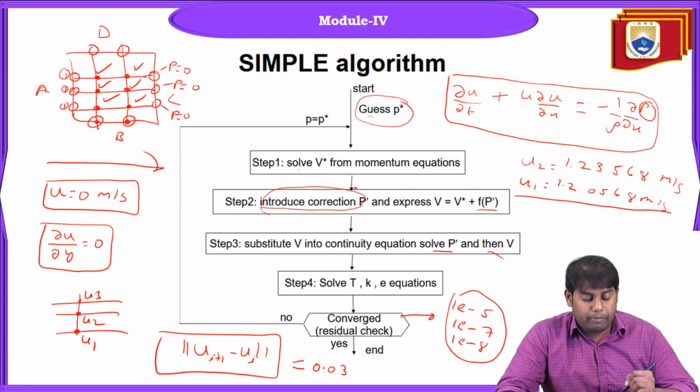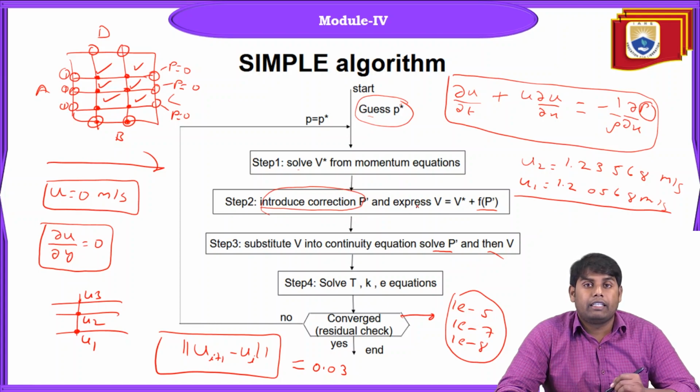So from the pressure correction, we'll take the exact value of velocity. Then whatever velocity value we get, we'll solve the equation of pressure, and then we'll get velocity. Then we will substitute in the other equations of temperature, turbulent kinetic energy, and internal energy, and then substitute in the continuity equation to see whether it is converged or not.